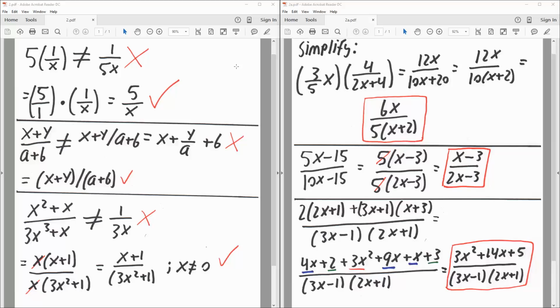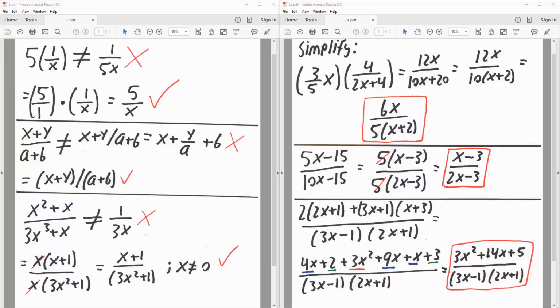Okay, in this video we will go over a few fractions misconceptions. So this is one misconception. If we have 5 times 1 divided by x, this is not 1 divided by 5x. Because we can say that it's 5 divided by 1 times 1 divided by x. We match the numerator, so we get 5 times 1 is 5, and we match the denominator, so 1 times x is x. So this would be the correct answer for this, and not this.